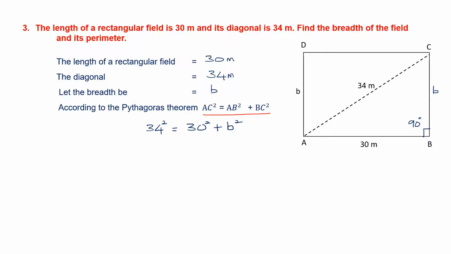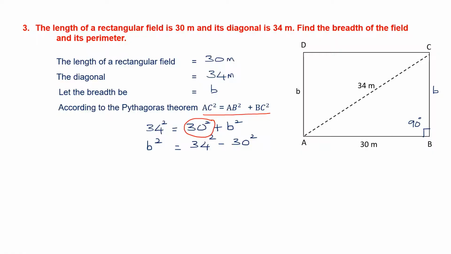Now let's write B square is equal to 34 square minus 30 square. How did I get that minus? I transpose this 30 square. Here it is plus, so when I transpose it to the other side, it becomes minus.